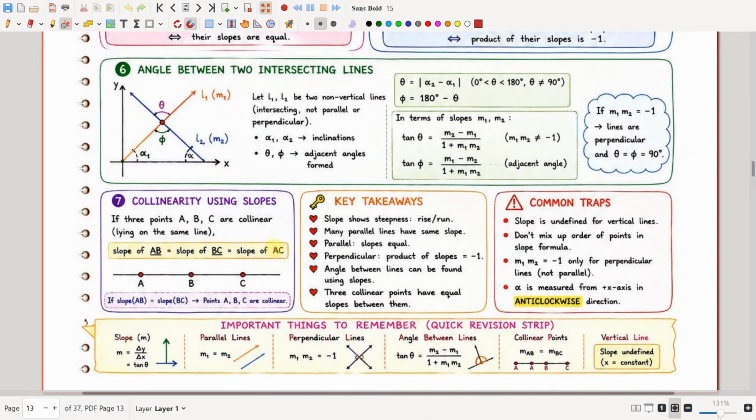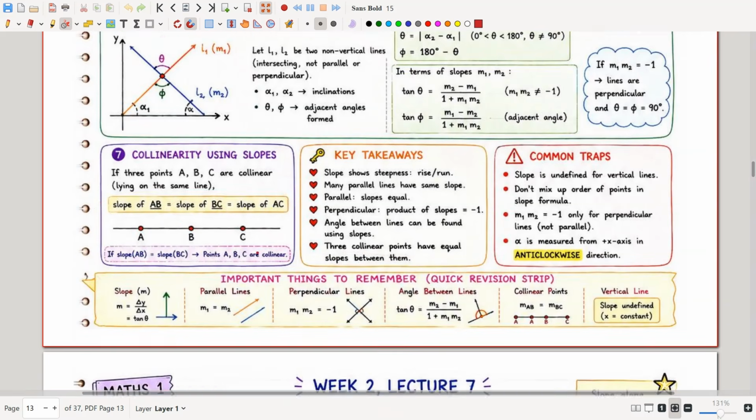So the key points we have seen in this slide are: if two lines are parallel, then the slopes must be equal. If two lines are perpendicular, then the product of their slopes will be -1, and it goes both ways. The angle between the lines can be found using the slope formula tan theta is equal to (m2 minus m1) divided by (1 plus m1 times m2), and three collinear points have equal slopes between them. That is, slope of AB will be equal to slope of BC, and it will be equal to slope of AC.